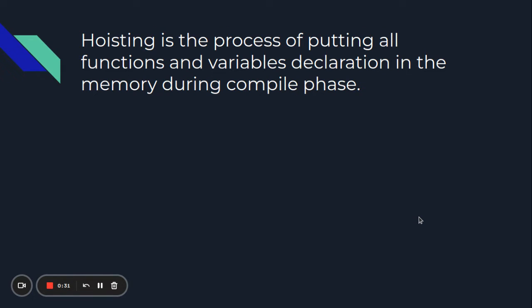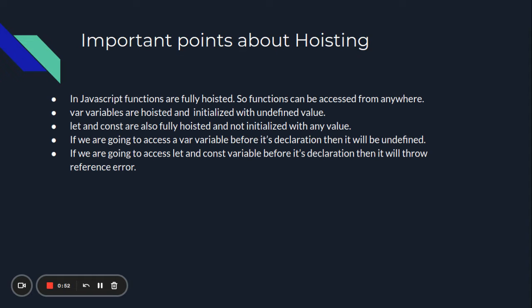What do we mean by the compile phase? It means that while the code inside JavaScript is going to execute, all the functions will be loaded inside the memory during the compile phase. Some of the most important facts about hoisting: in JavaScript, functions are fully hoisted, so a function can be accessed from anywhere inside the JavaScript code, whereas variables are hoisted and initialized with an undefined value.